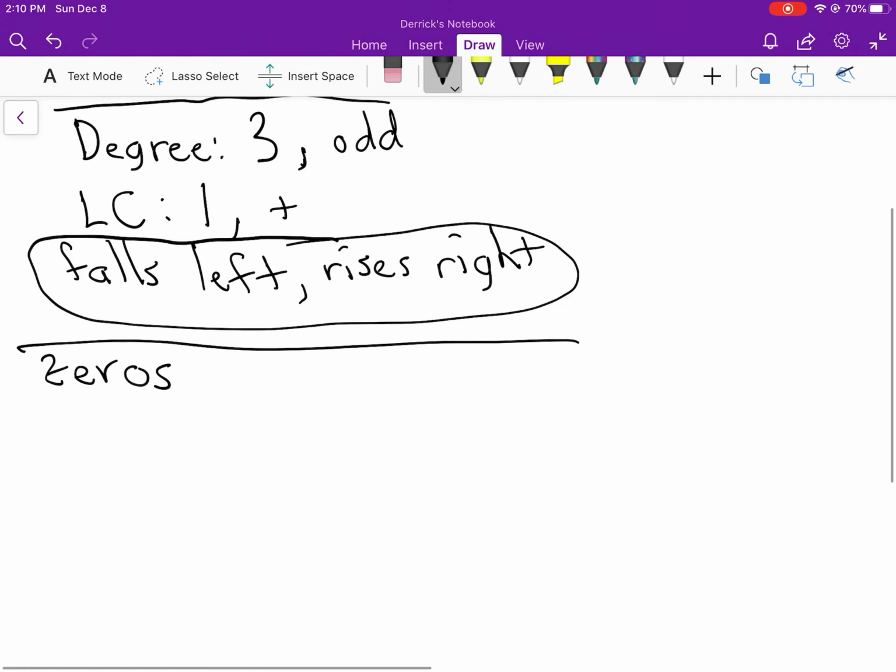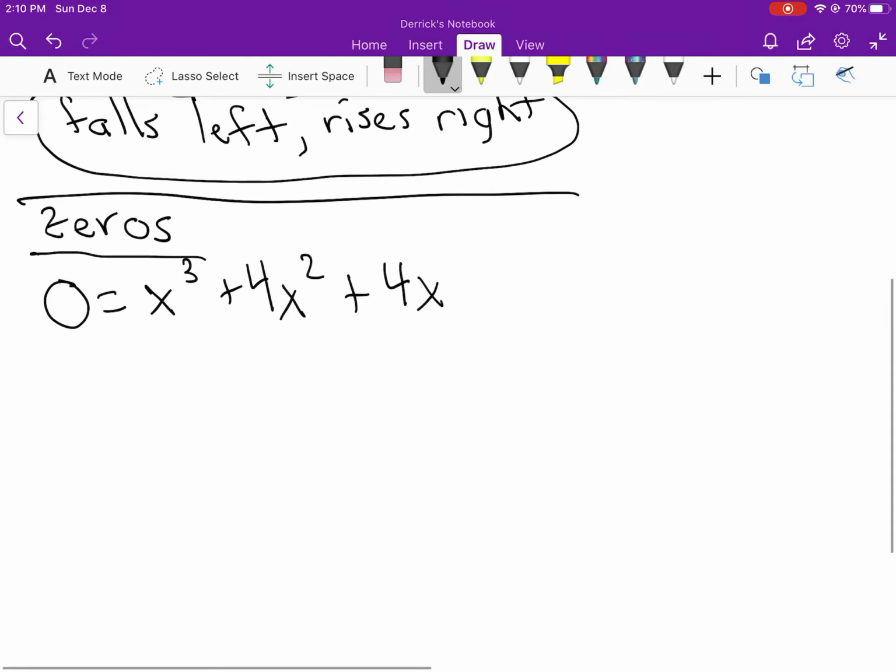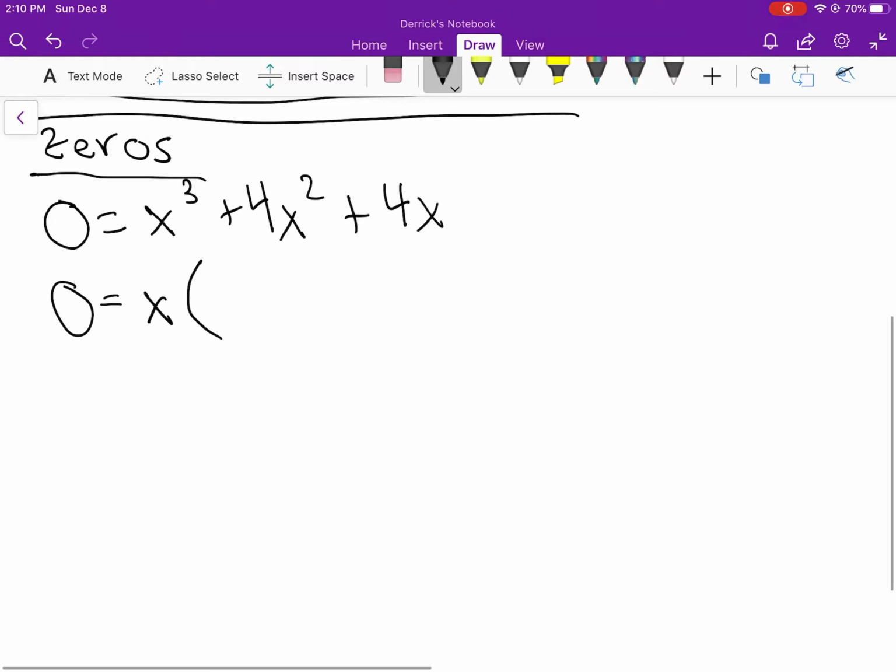Remember, zeros means the same thing as x-intercepts. And the way we find x-intercepts is by plugging in 0 for y. That would mean we'd have 0 equals x to the third plus 4x squared plus 4x. And the way we want to solve that is by factoring. The first thing you should always be looking for with factoring is GCF, greatest common factor. In this case, we do have a greatest common factor. It'd be x. So we're going to pull an x out of everything in this function.